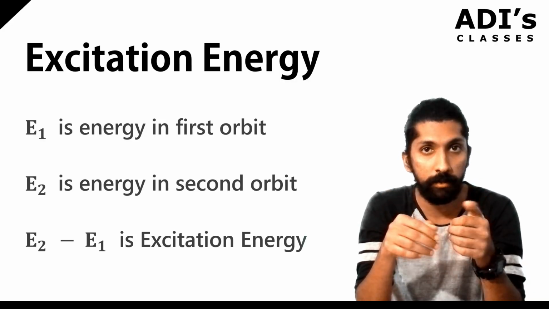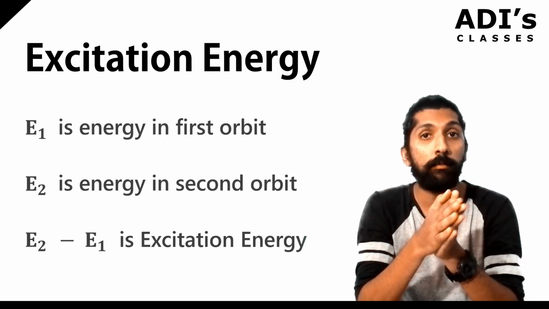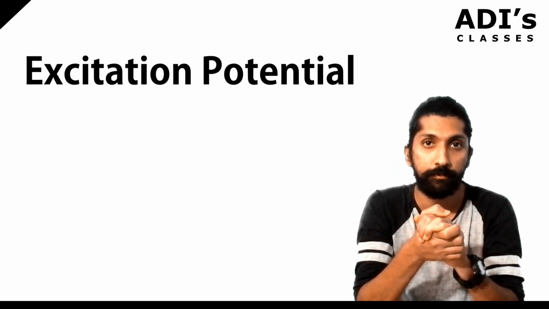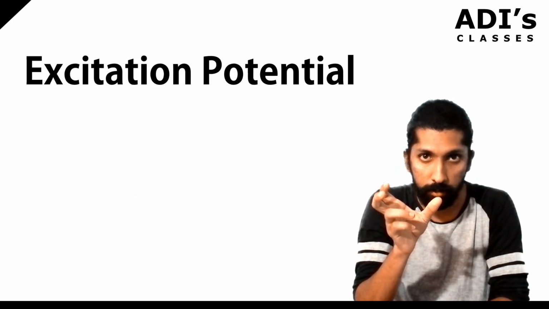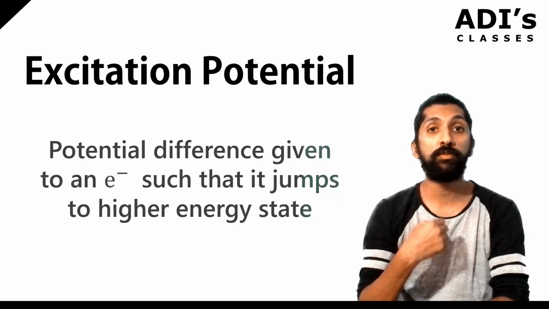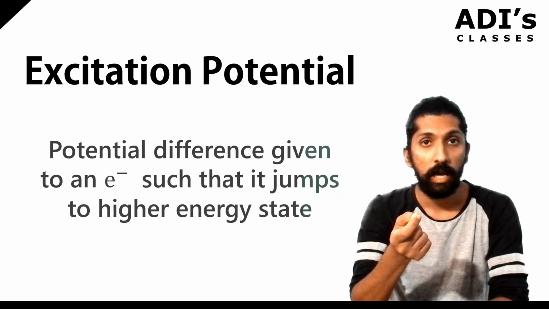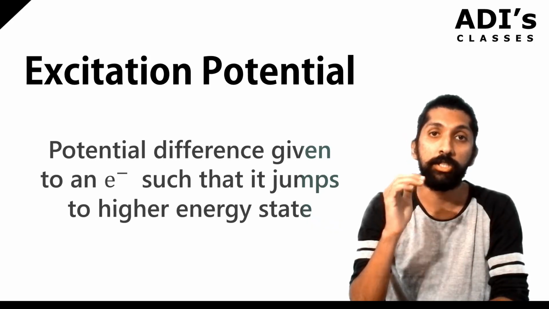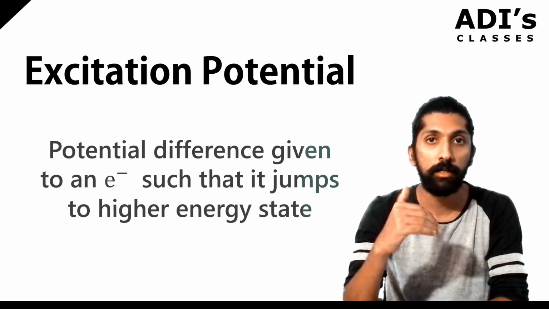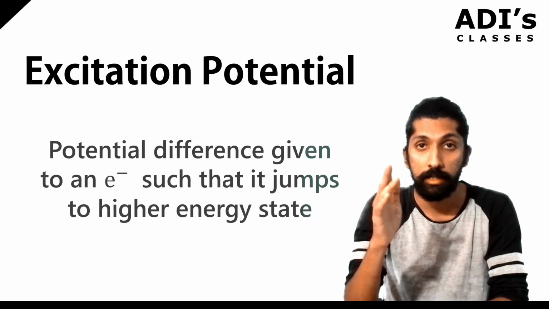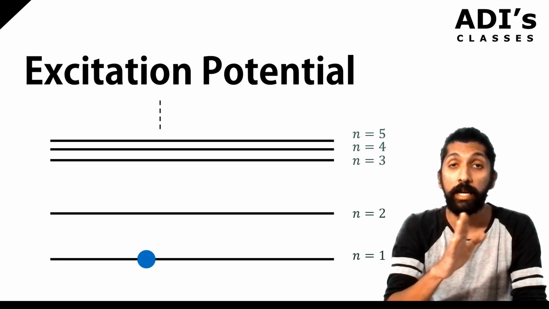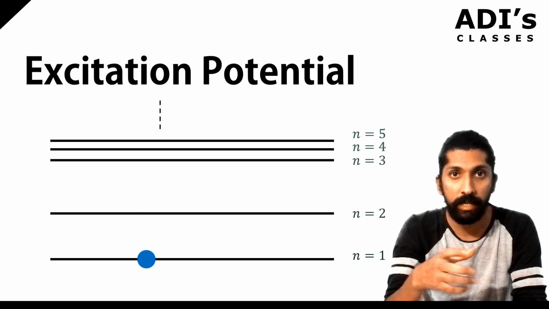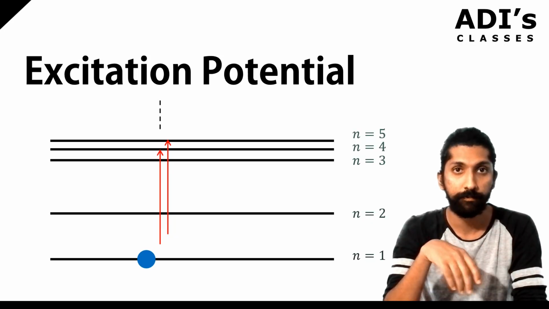Now, directly we cannot give energy to an electron, but we can put that particular electron within a potential difference, correct? So now we come across another term called excitation potential. When we say excitation potential, it is how much potential difference has to be given to an electron so that it jumps from one orbit to another orbit. When I say one orbit to another, it is always from lower to higher. That's when we say it is being excited.